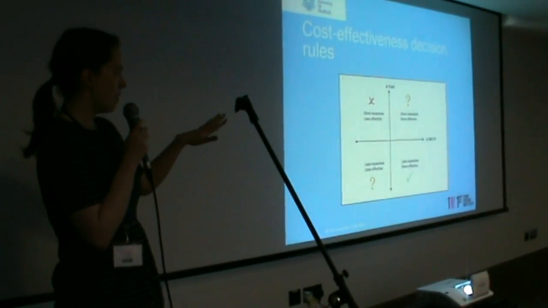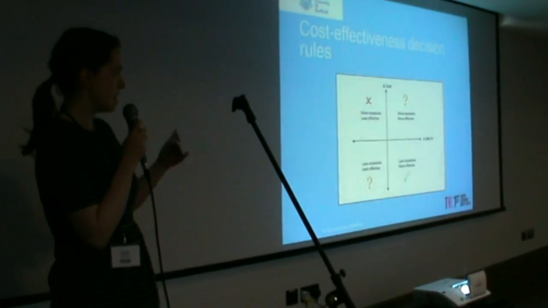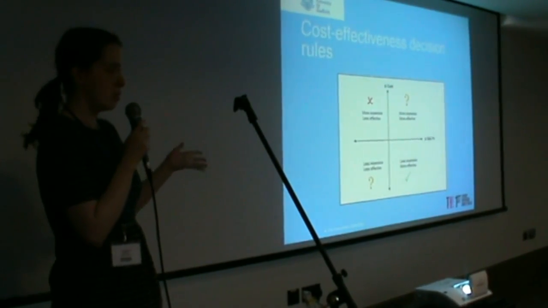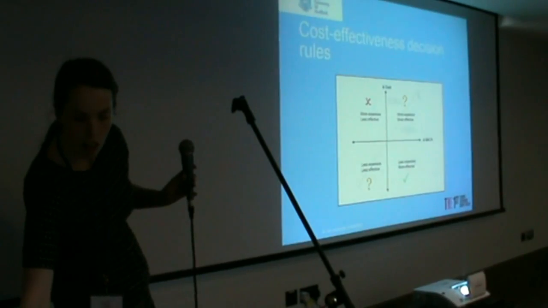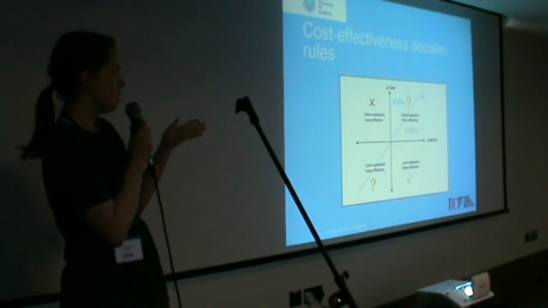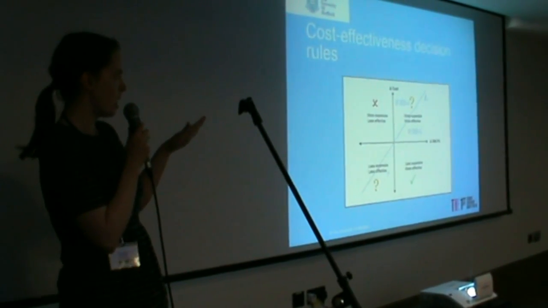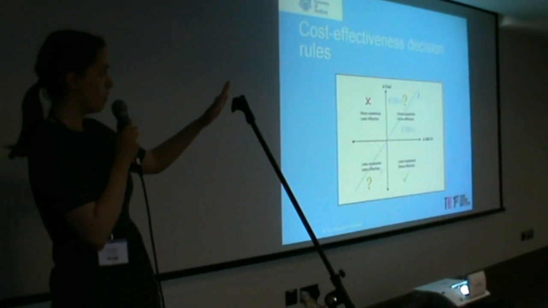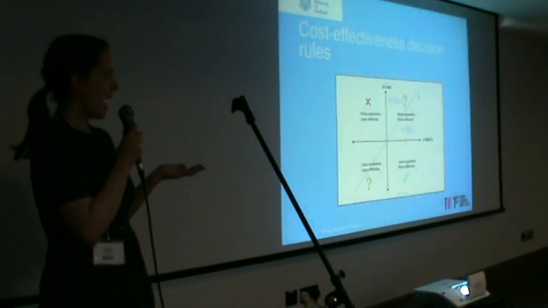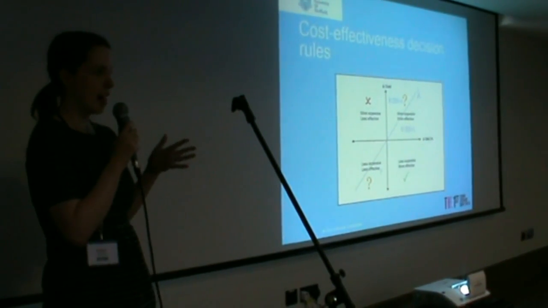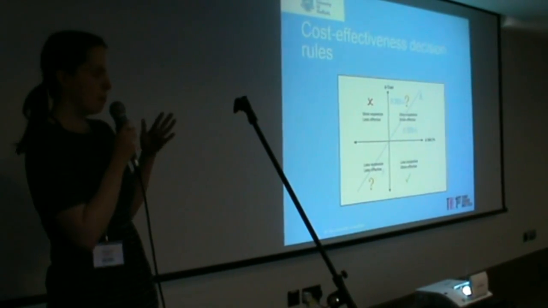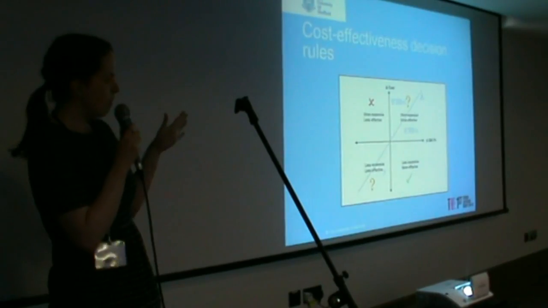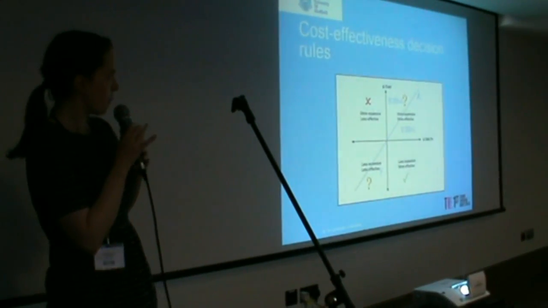But then you also have what happens with most new treatments: they're more expensive but also more effective. So how do you make the decision there? This is where you use your incremental cost effectiveness ratio. The dashed line is your threshold. In the UK it's generally between £20,000 and £30,000 per QALY. Anything below that would generally be accepted, and anything above that would generally be rejected.